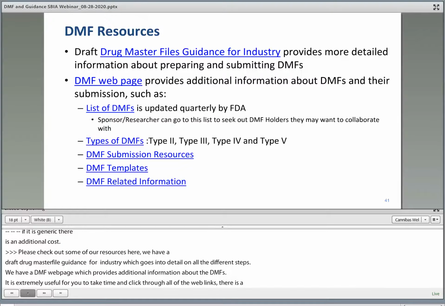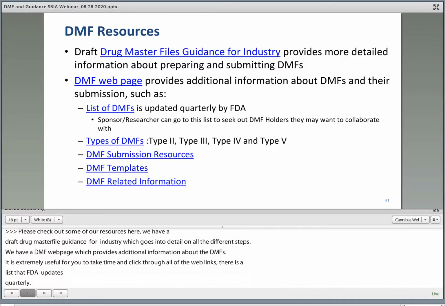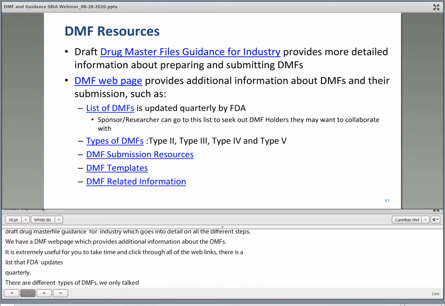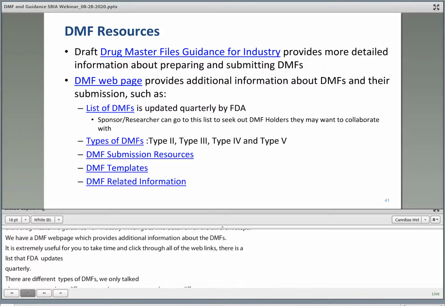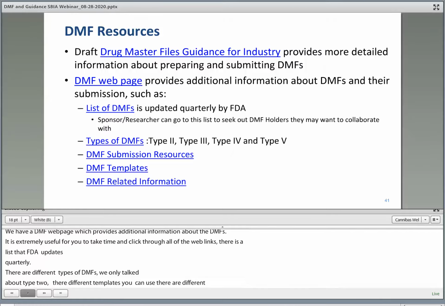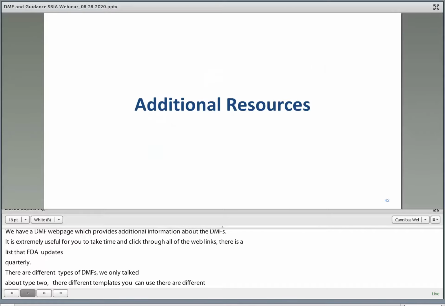We talked only about type 2 today, but you can check out the other types as well. If you are considering using this pathway, there are already submission resources. There are different templates that you can use. There's all this other information that's already collated for you on the FDA website, so I strongly encourage you to go there first. And if you have any questions, there's actually a mailbox that you can email to, and they can answer your questions and help you move forward using this pathway.